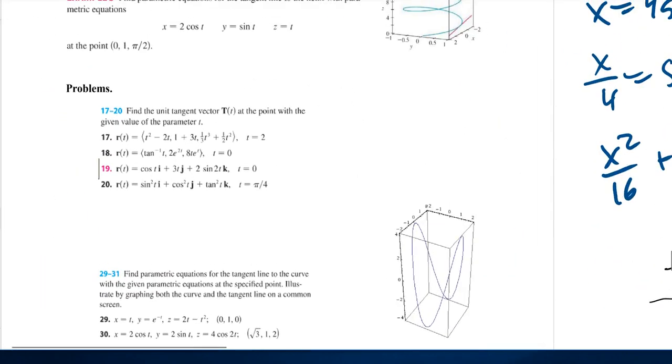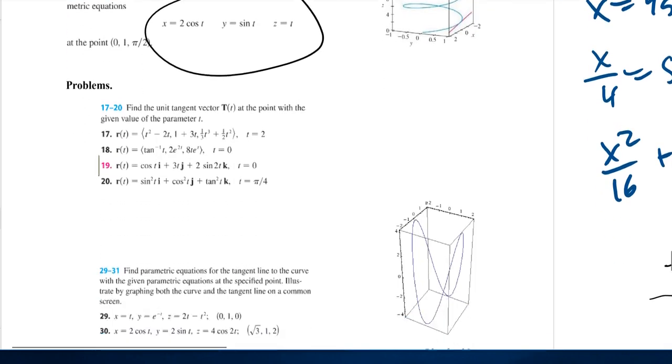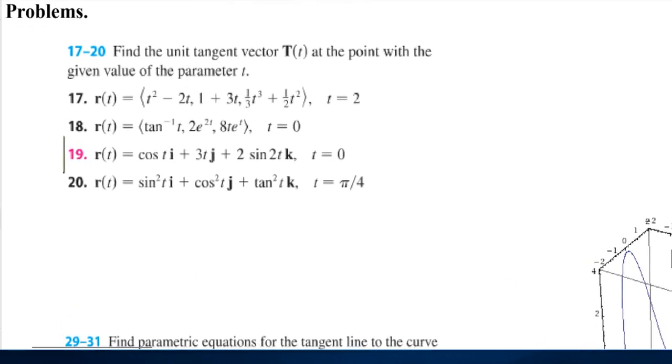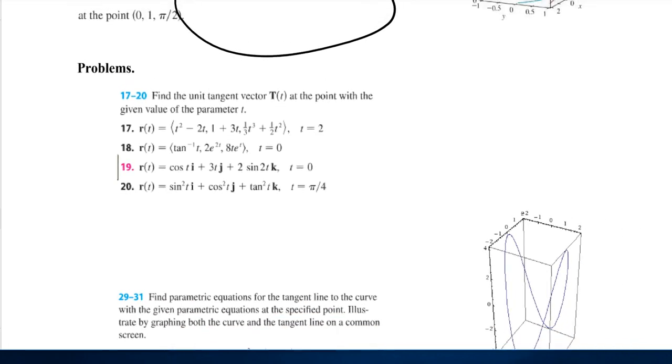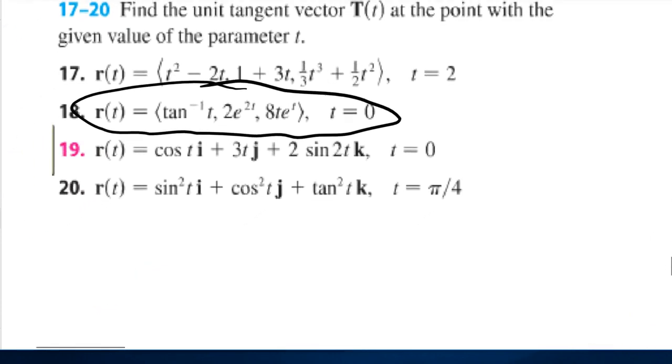All right, so it says find, I'll let you do this one. That's in the book. Find the unit tangent vector at the point given the parameter. So you just take the derivative and you plug it in. Let's try one of these. How about number 18, looks rough. So number 18, here we go.